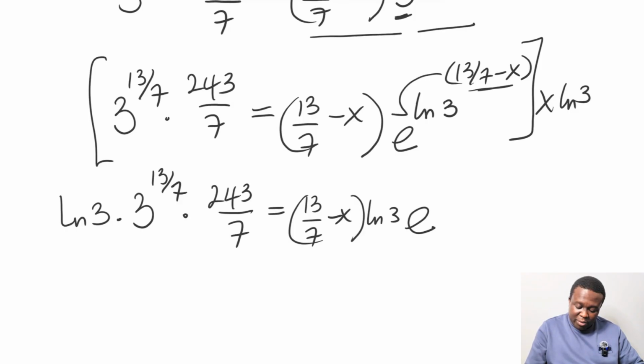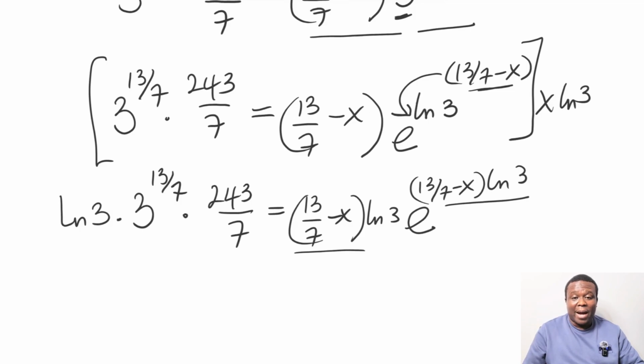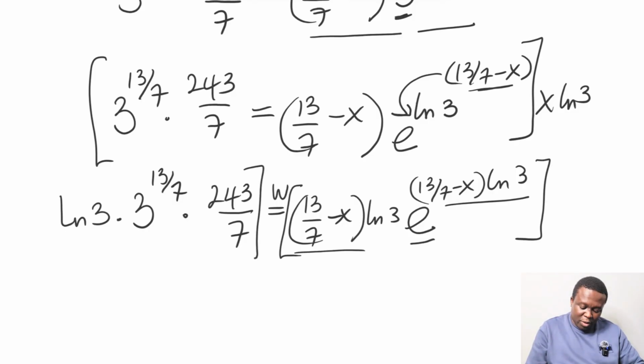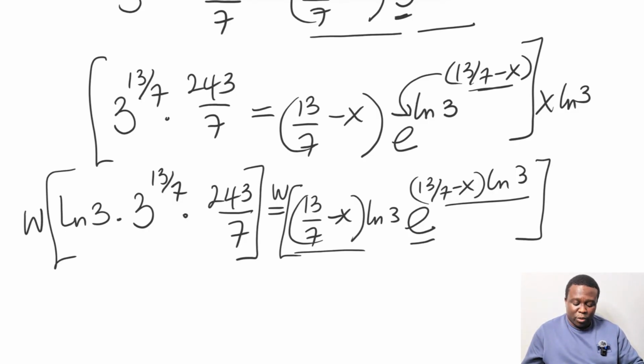at the top here comes to the bottom here. And we have 13 over 7 minus x ln of 3. So now we see that our power and our base are both the same. And then we have our e function there as well. So this satisfies the Lambert W function. So we just apply that function to both sides of the equation.